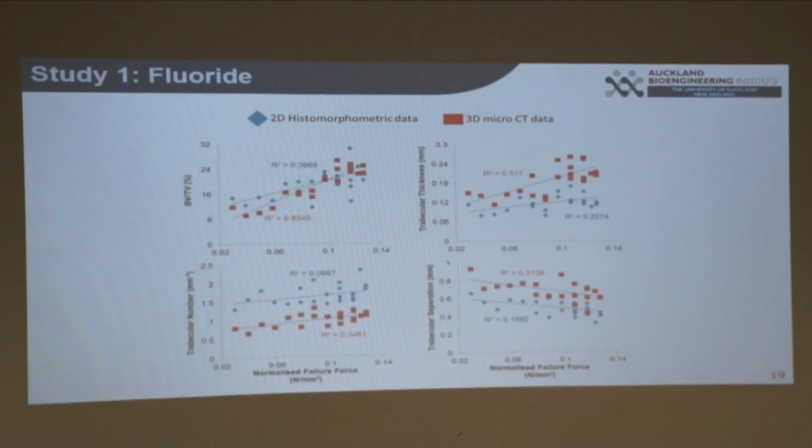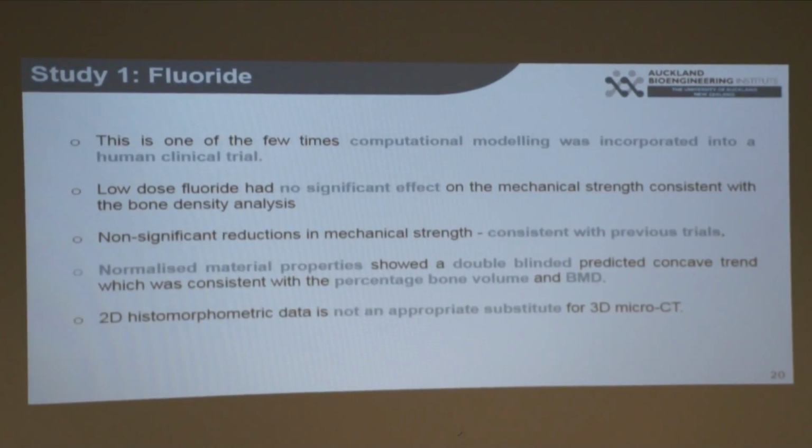And like I said earlier, we also had some 2D histomorphometric data. We wanted to see how that compared to the 3D data. And so we did some correlations, and we expected the 3D data to be much better correlated, and sure enough, it was. So to sum that up, this is one of the few times computational modelling was incorporated into an actual human clinical trial.